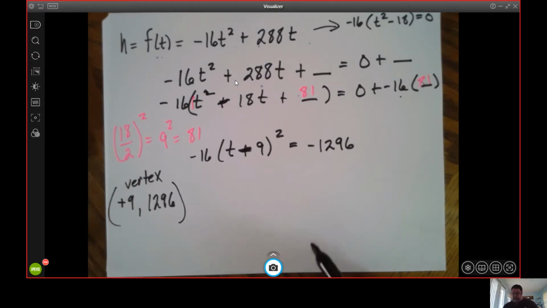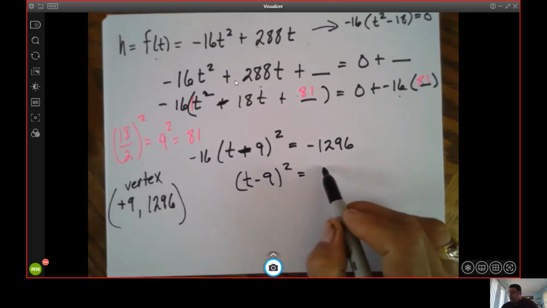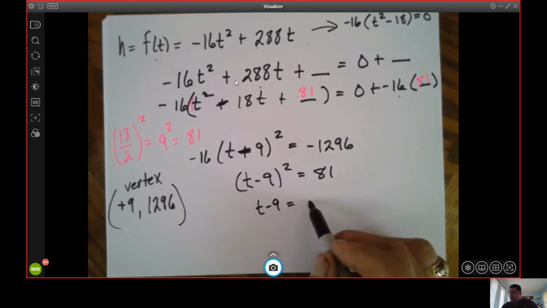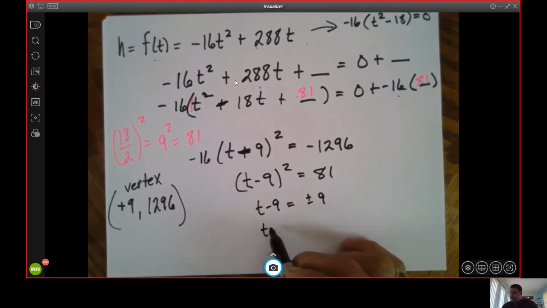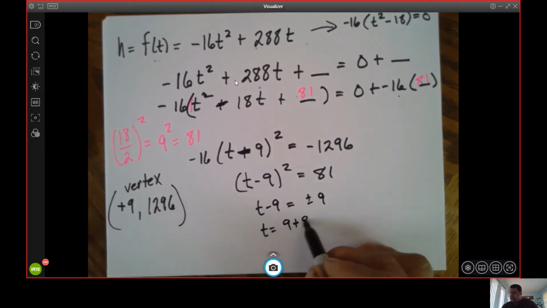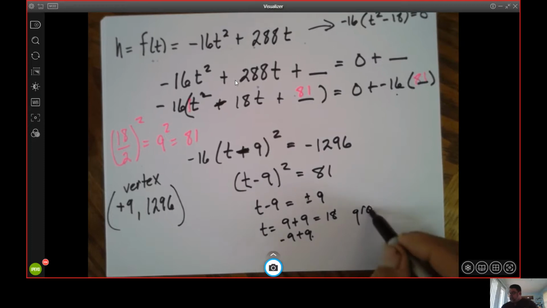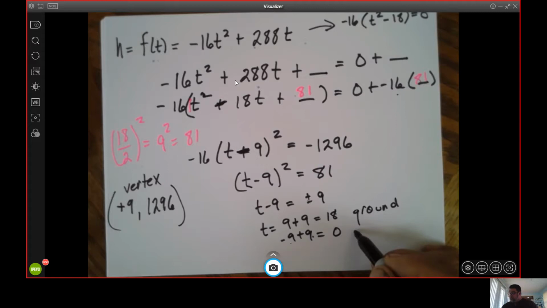So now we're going to solve. I'm going to take that 1296 and divide by negative 16. That gives me 81. So t minus 9, quantity squared, is equal to 81. Taking the square root of both sides, t minus 9 is equal to positive or negative 9. And t is equal to 9 plus 9 and negative 9 plus 9. Well, 9 plus 9 is 18, so that's when it hits the ground. And negative 9 plus 9 is 0. That's when you throw it. That's when it starts. That's your initial point.